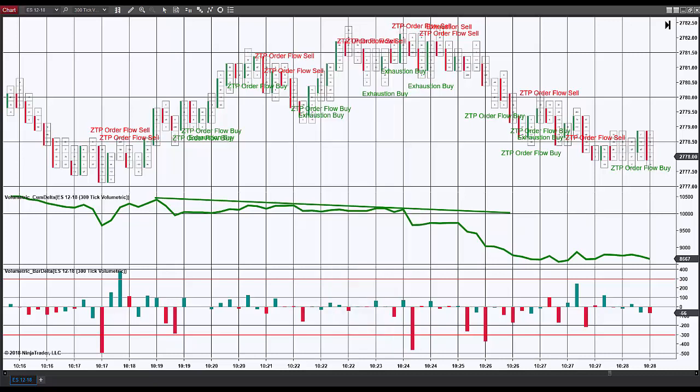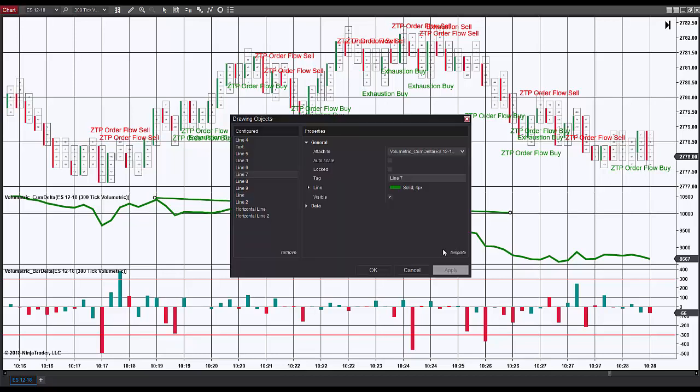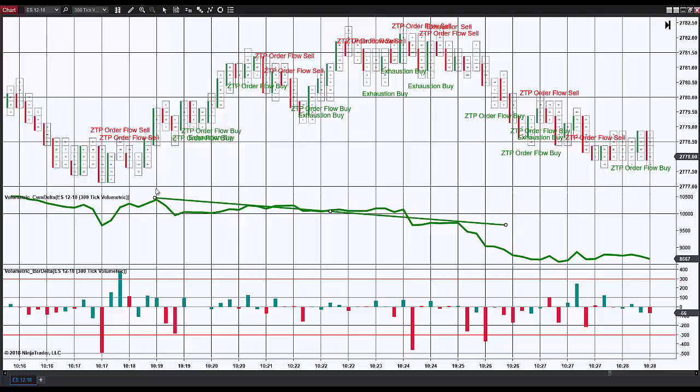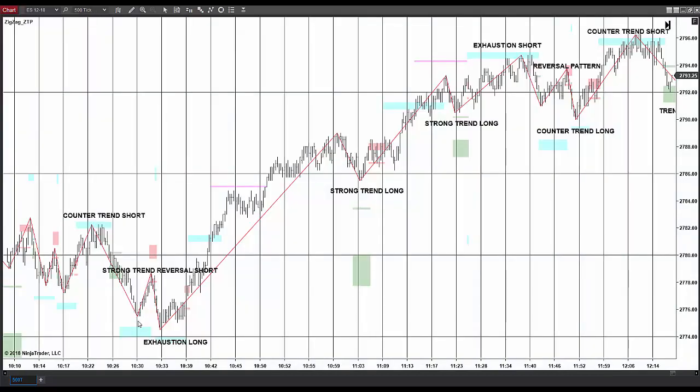So here in that first trade example, we see a huge divergence from when the market had started to climb here and reaching an eventual high here where we see multiple ZTP order flow sells. Anytime we go from a blue zone to a blue zone, that creates a strong trend reversal trade at the minor zone, which is what we saw here at 10:31.